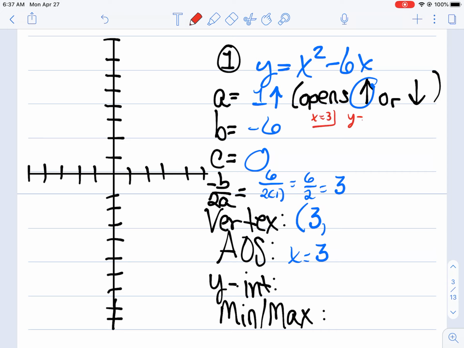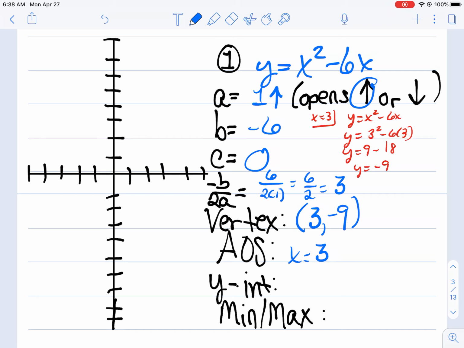All right, so I have y equals x squared minus 6x. I have y equals then 3 squared minus 6 times 3. So I have y equals 9 minus 18. And 9 minus 18 is negative 9. So I just found the y-coordinate of the vertex. So my vertex for this graph is at 3, negative 9.